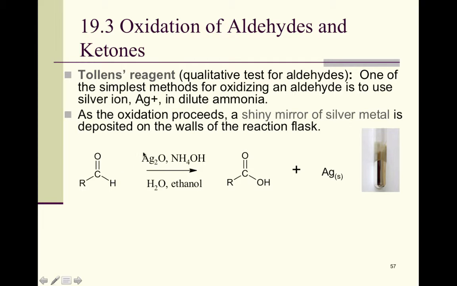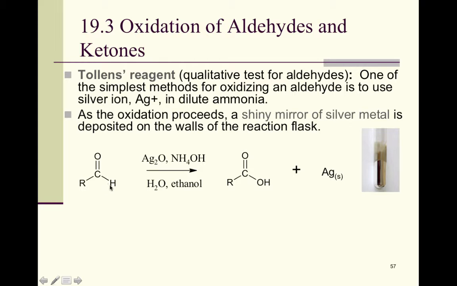You have an aldehyde. We have silver with our oxygen. And we also have in here dilute ammonia, water, and ethanol. So there's a lot of reagents, or a lot of pieces, that go into making a Tollens reagent. In fact, in lab, you're going to be making the Tollens reagent fresh and then using it.